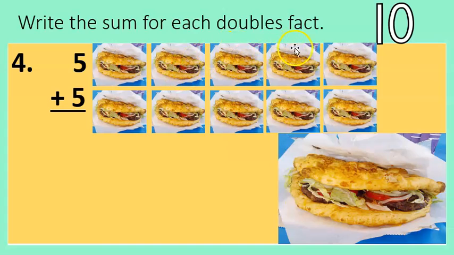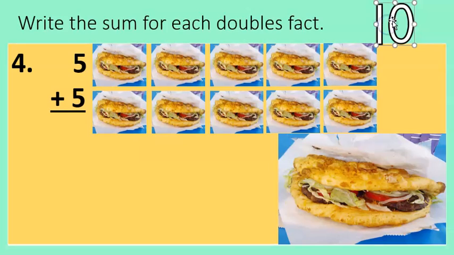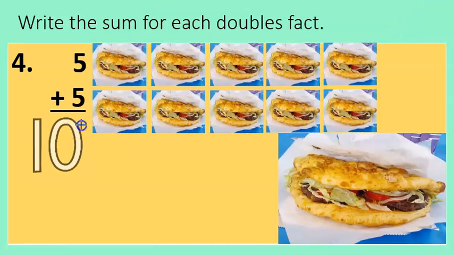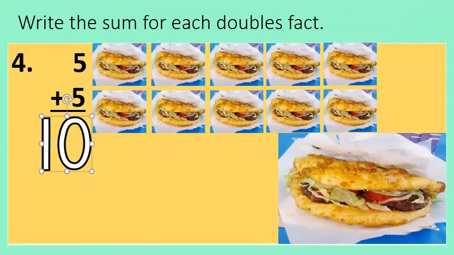All we do now is count up our Navajo burgers. Let's count it up with Mr. Begay. 1, 2, 3, 4, 5, 6, 7, 8, 9, 10. So 10 has to go here because that is our answer. So 5 plus 5 is going to equal 10 based on our picture here because it is a doubles fact.